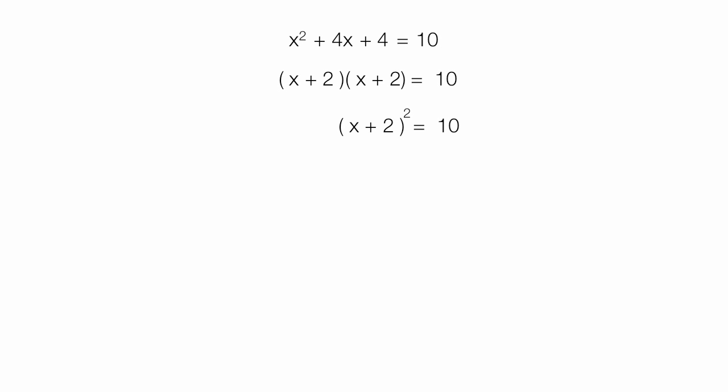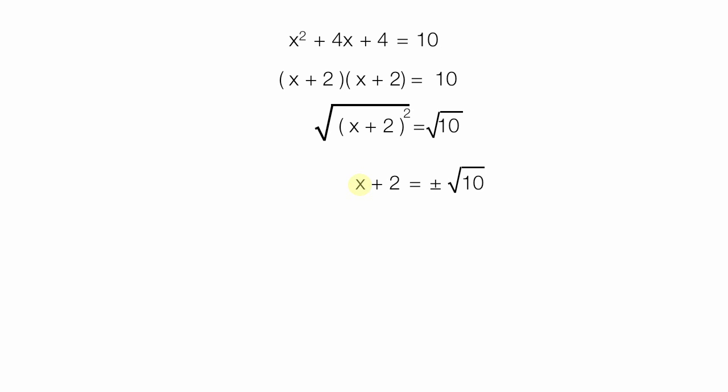Now I take the square root of this. Both sides of the equation I take the square root of. Now I have x plus 2 is equal to plus or minus the square root of 10, which does not work out to be even.